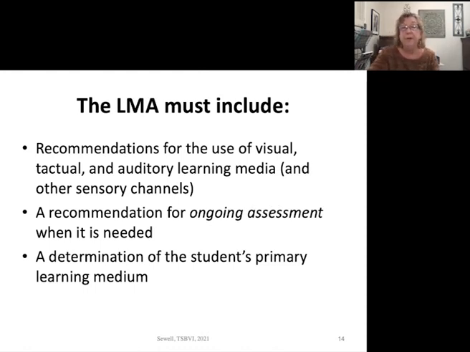The LMA must include recommendations for the use of visual, tactile, and auditory learning media and other sensory channels. We also need to think about vestibular, proprioceptive, gustatory, and olfactory when we're looking at the sensory channels of our students with visual impairments. And it also needs to include a recommendation for ongoing assessment when it's needed and a determination of the student's primary learning medium. So those are all the things that you're going to include in your LMA.